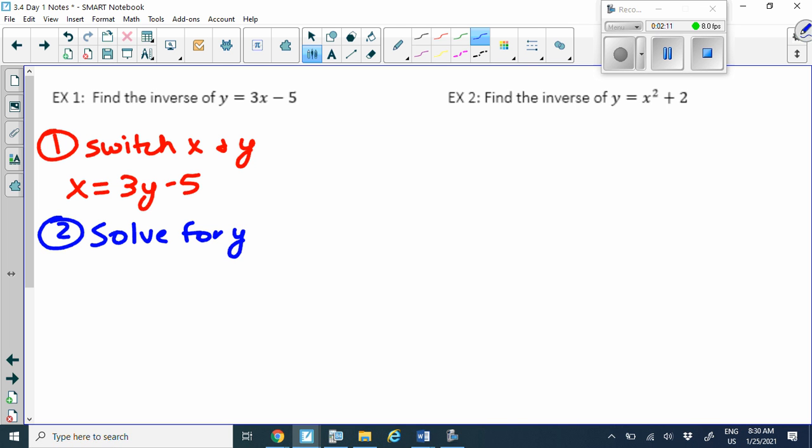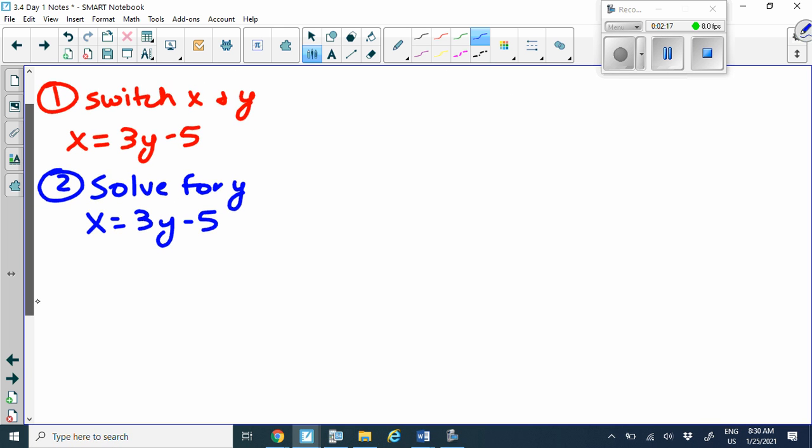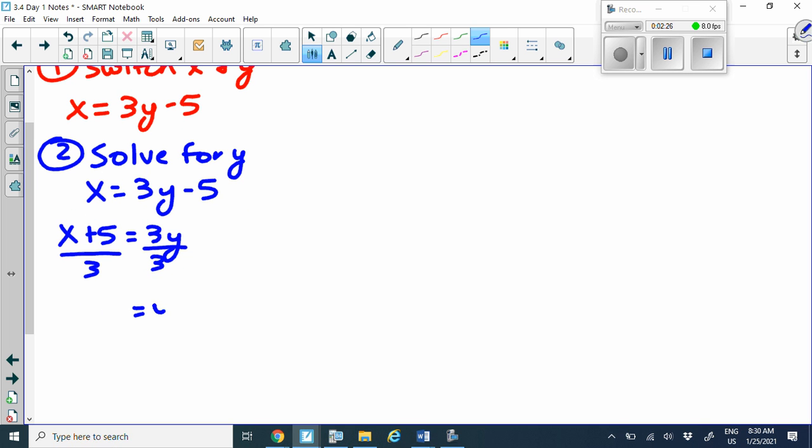Okay, so we have x equals 3y minus 5. I'm trying to get y all by itself. So I'm going to move the 5 over. I added, so I have x plus 5 equals 3y, and then divide both sides by 3. So then I get y equals x plus 5 over 3, okay?